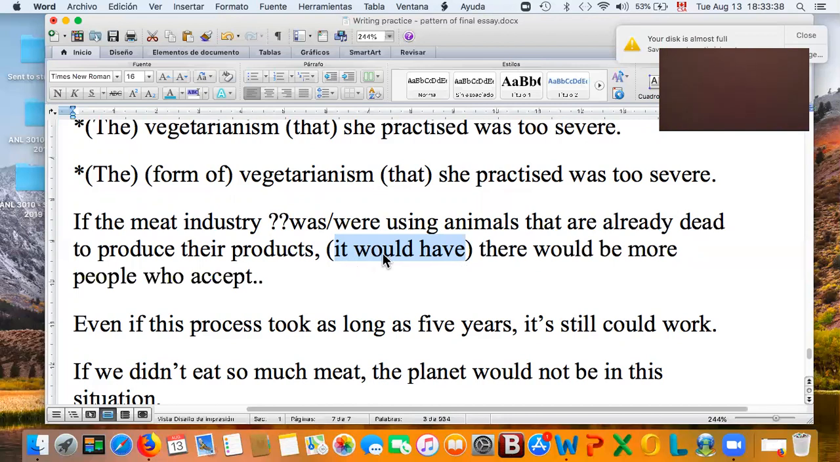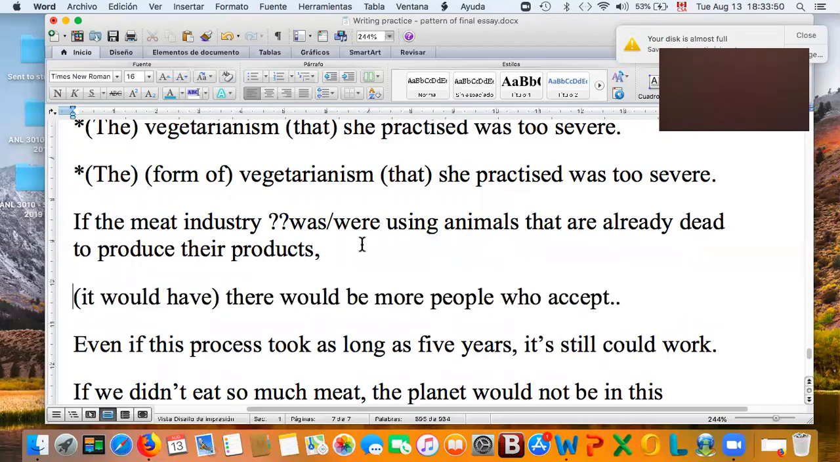Maybe that's what this writer intended, maybe not. I don't know. I'm not a telepath. However, you can do this sentence in a different way. Instead of having an empty subject like it or there, okay? You could say, more people would or might or even could accept.